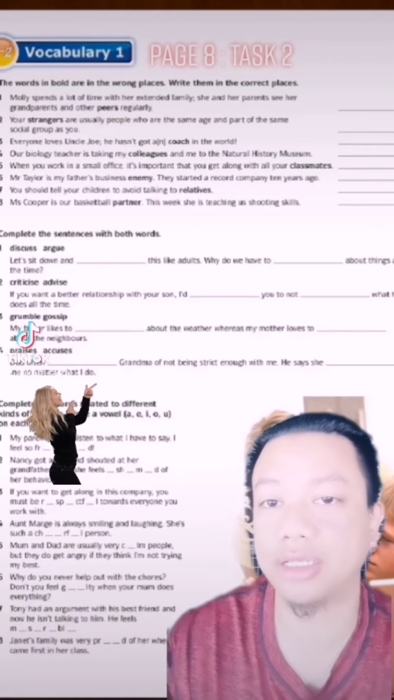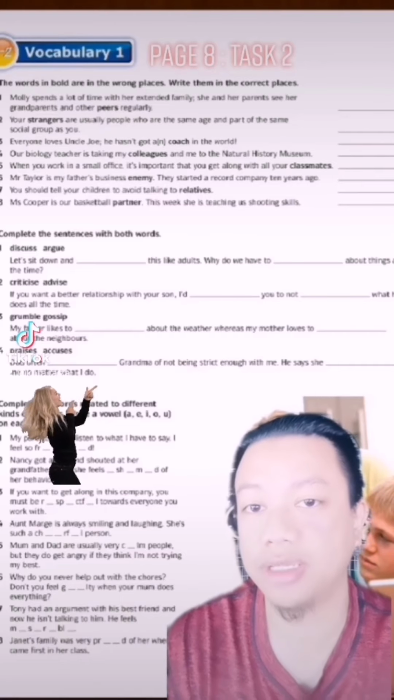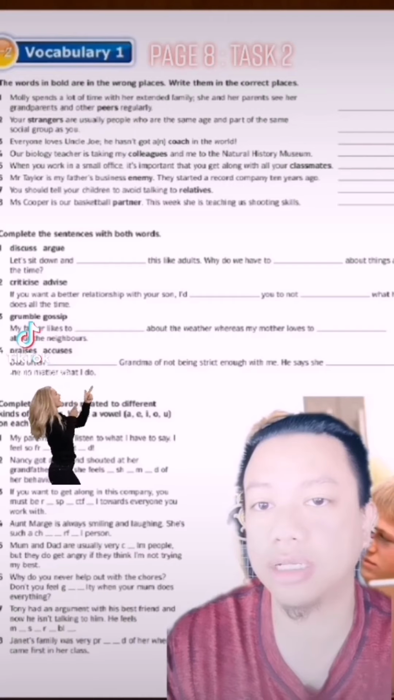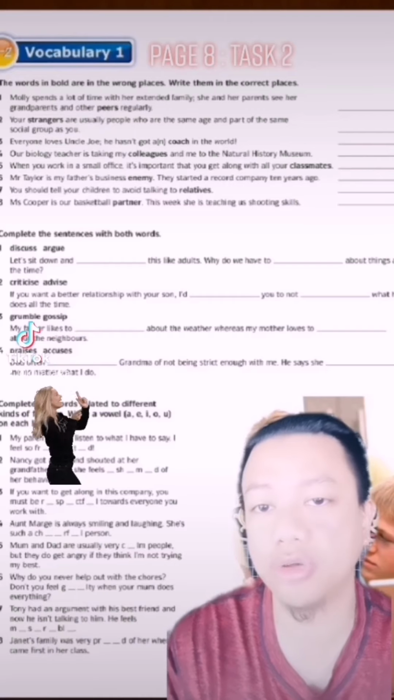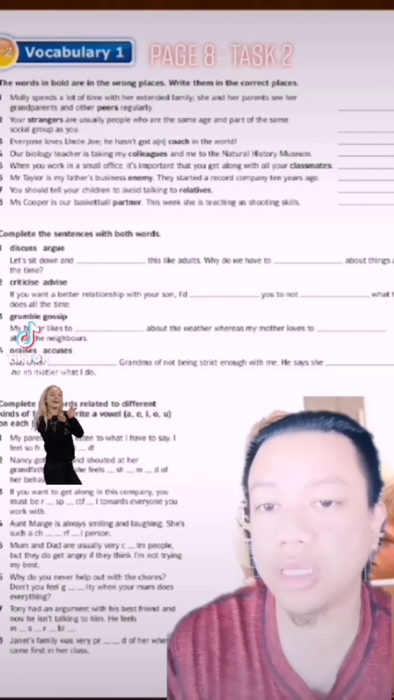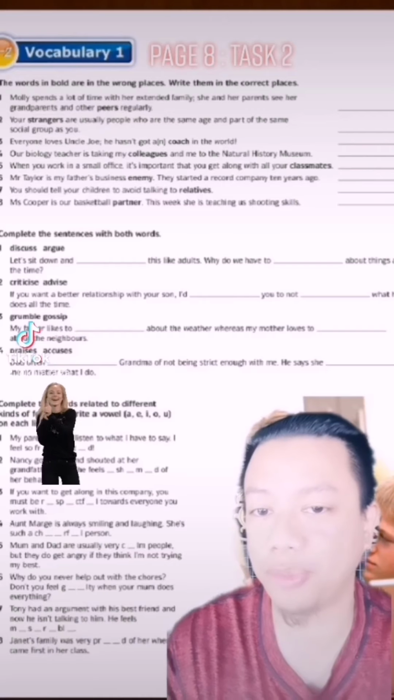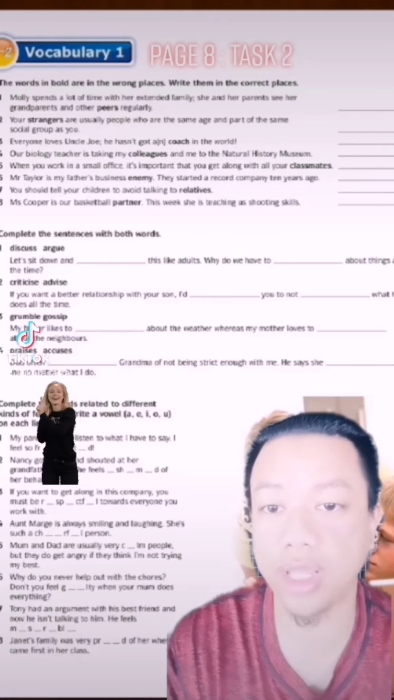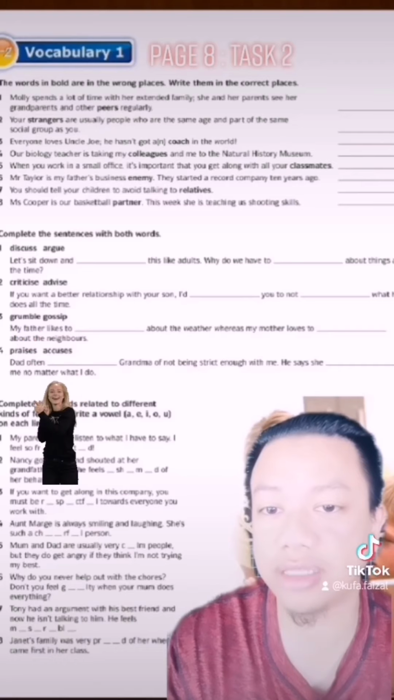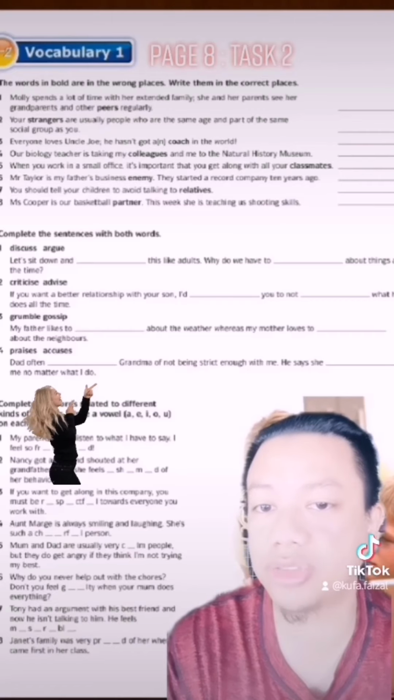So, as usual, we will start our class today with page 8. The title is still about vocabulary 1, and the focus skill is language awareness. This time around, we will continue with task 2. In task 2, what you need to do is complete the sentences with the correct word. For every sentence given, there are two words, and you need to choose based on these two words and fill in the blank.